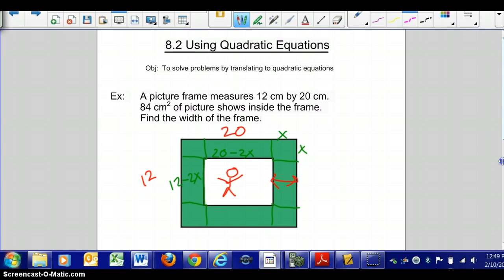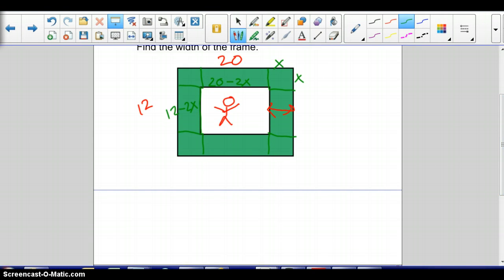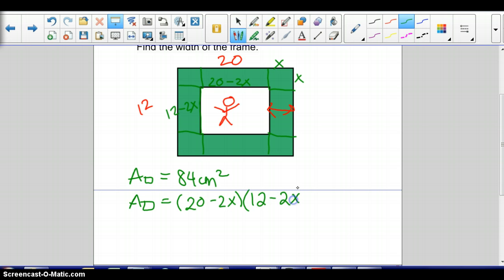Now, let's use some more information we already know. Let's get rid of that. Okay, so we're given that the area of the inside of the square, I'm just going to put the area of the square here, is 84 centimeters squared. We also know that the area of the square is just its length times width, and we just found what those are. 20 minus 2x times 12 minus 2x.